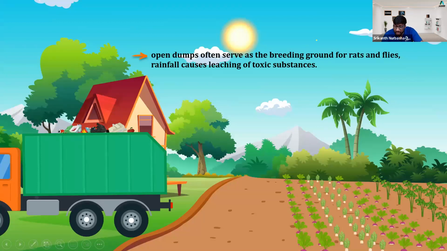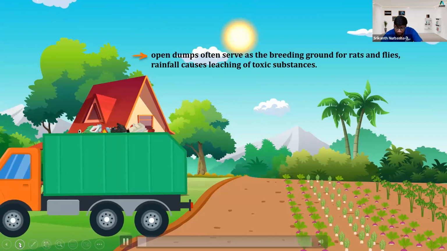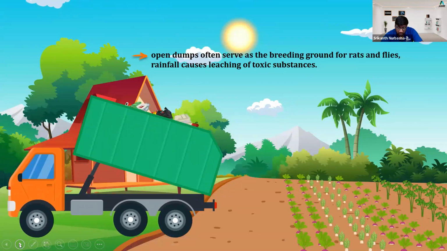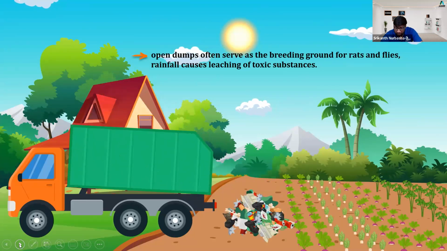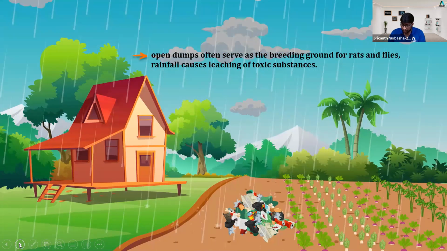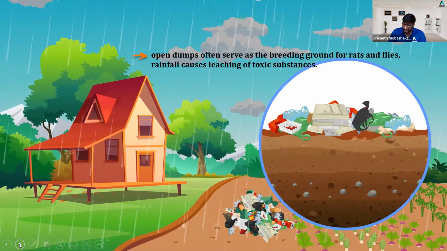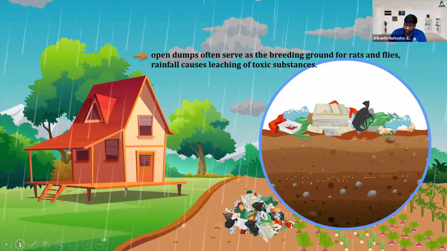Open dumps often serve as the breeding ground for rats and flies. Rainfall causes leaching of toxic substances. So this is how, if you do open dumping, that will actually disturb the environment and soil is going to get polluted. You can see the animation. Open dumps are not at all safe.